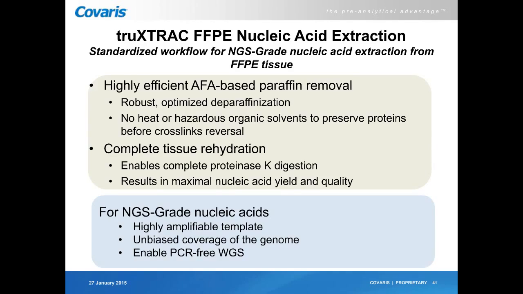So we will preserve proteins before the cross-link reversal. It is a complete tissue rehydration, so it will enable a complete protease digestion. So it results in maximal nucleic acid yield and, more important, quality. And so at the end, what you get is these NGS-grade nucleic acids, highly amplifiable template, unbiased coverage of the genome, and it enables really demanding applications like PCR-free whole genome sequencing.